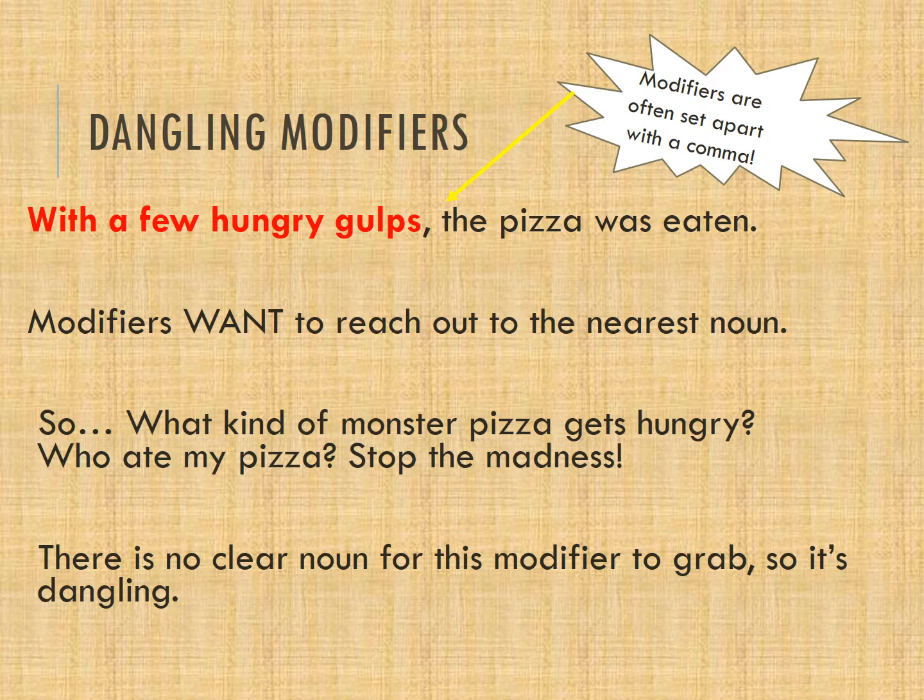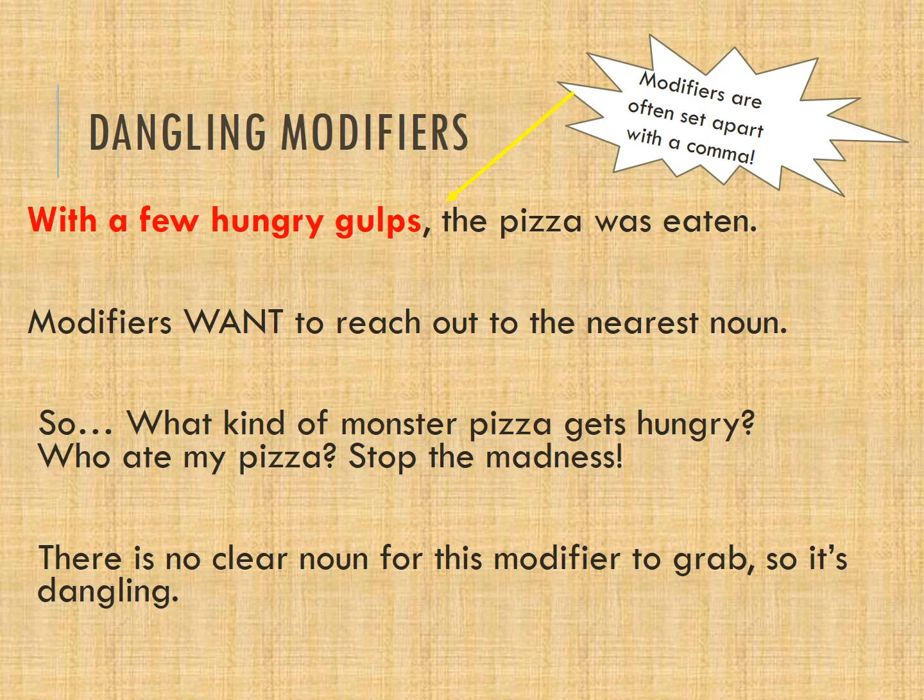Sometimes modifiers can dangle, and here's an example. With a few hungry gulps, the pizza was eaten. Remember that modifiers really want to reach out to the nearest target, usually a noun. And in this case, when with a few hungry gulps reaches out, the only thing it can grab is pizza. What kind of monster pizza eats things with a few hungry gulps? This just doesn't make any sense.